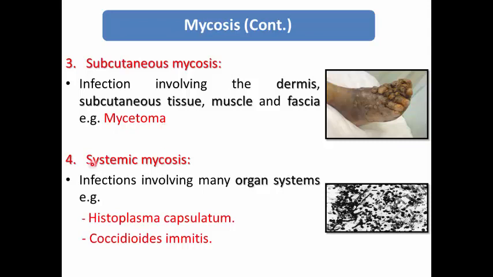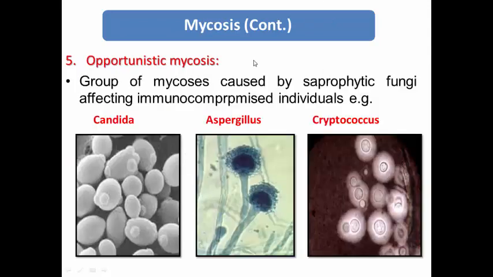We have systemic mycosis. It involves many organ systems, like Histoplasma capsulatum and Coccidioides immitis. These two are examples of dimorphic fungi. Actually, there are four, but I have summarized it to you into two only. The last form is opportunistic mycosis. This group of mycosis is caused by saprophytic fungi, affecting only immunocompromised individuals, like Candida, which is yeast-like, Cryptococcus, a yeast, and Aspergillus, which is a mold.